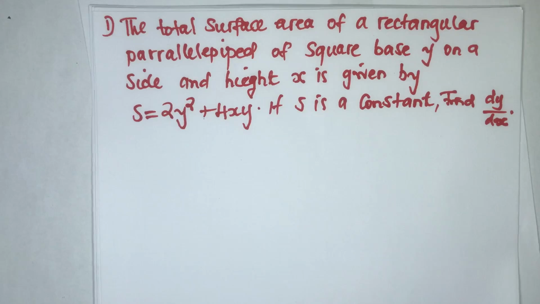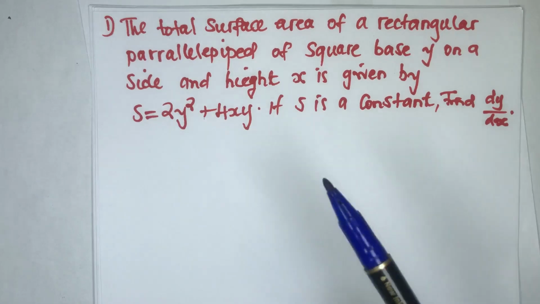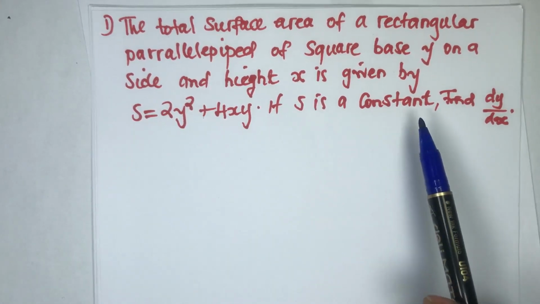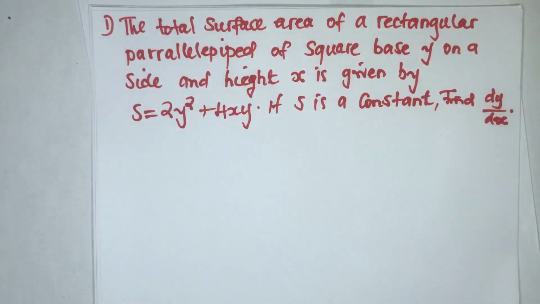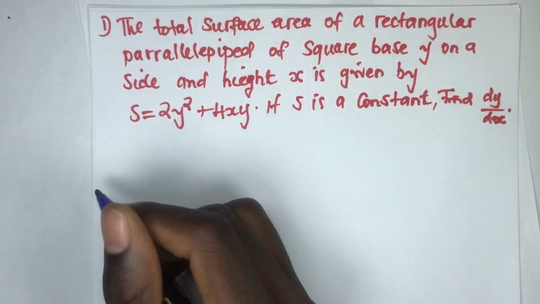Today we have this question to look at. It says the total surface area of a rectangular parallelepiped of square base y on a side and height x is given by S = 2y² + 4xy. We've been told that if S is a constant, we have to find dy/dx. What they mean is we have to differentiate this expression of S with respect to x. So now we're going to write this equation.